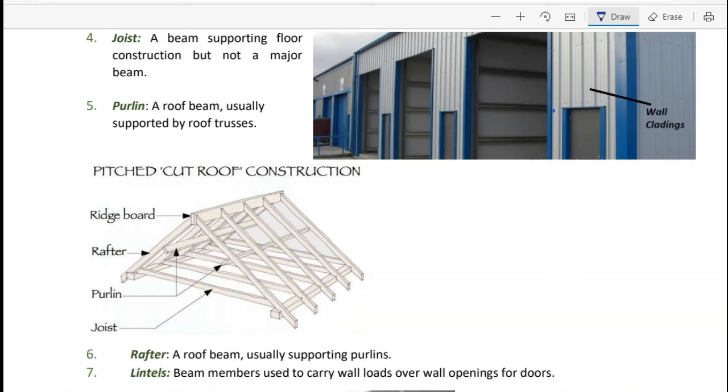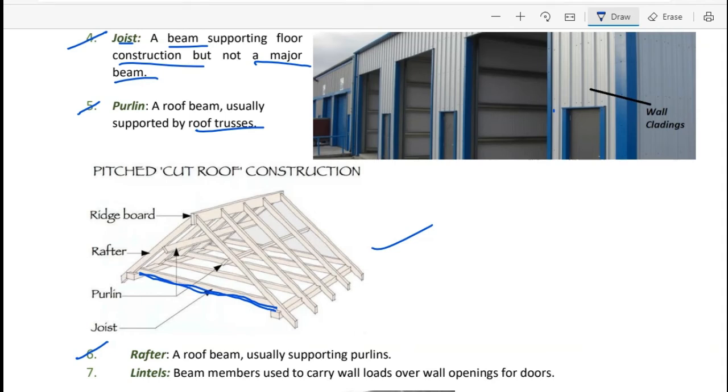Now, 4, 5 and 6: joist, purlin and rafter. These are the members. So what is a joist? A joist is a beam supporting the floor construction but not a major beam. See here, this is the floor, right? And this is the joist, which is a horizontal member supporting the floor here. And this is not a main beam.